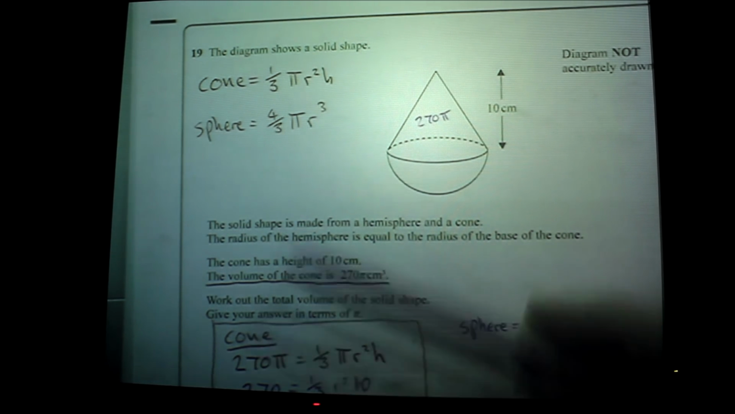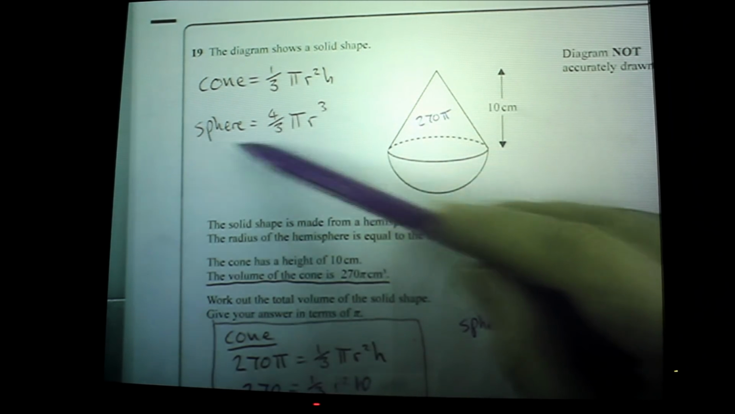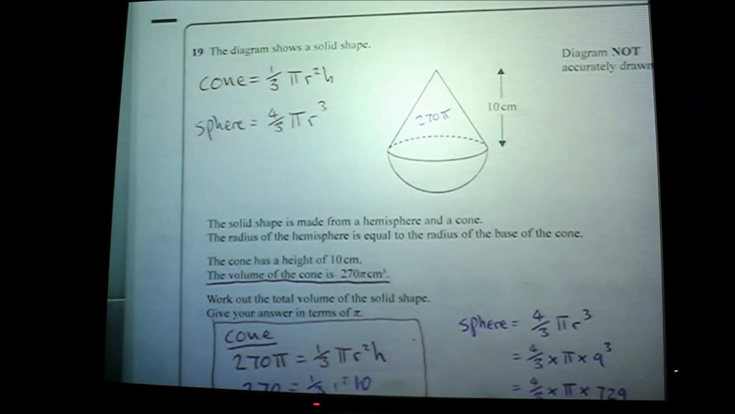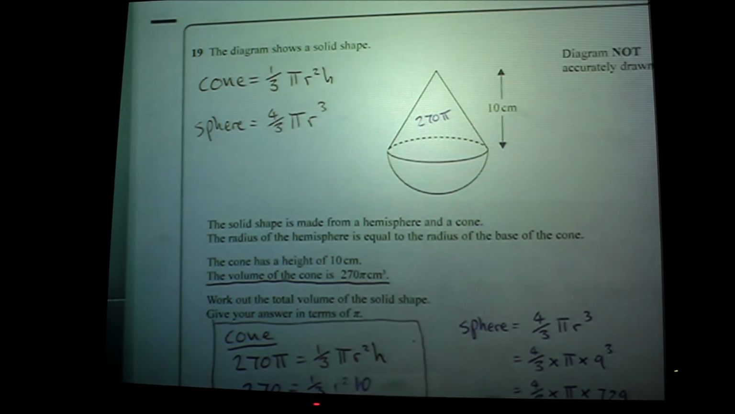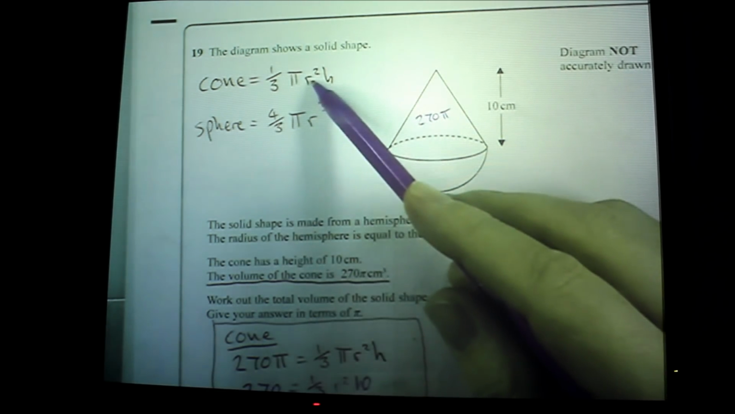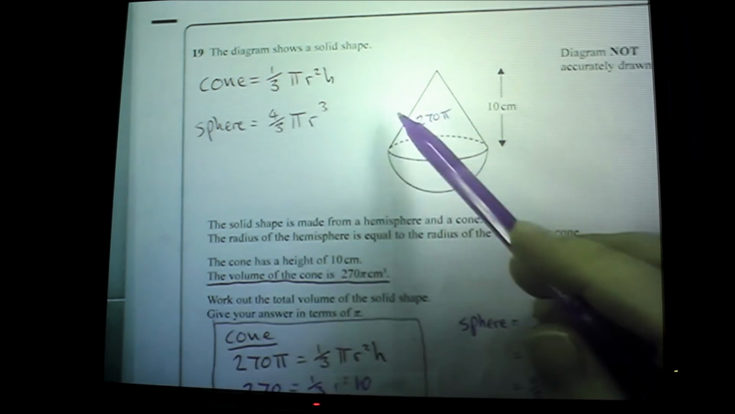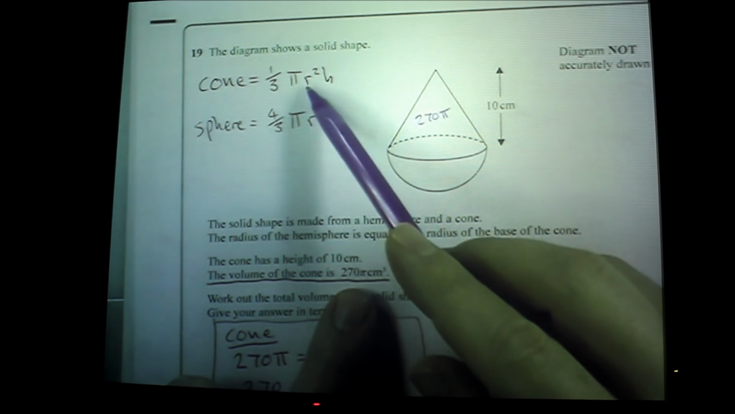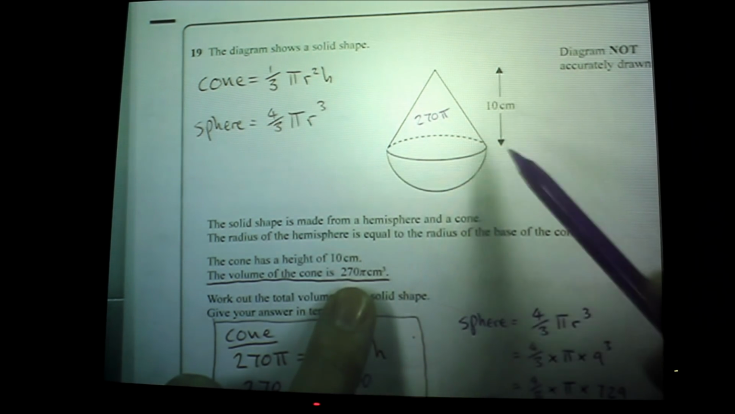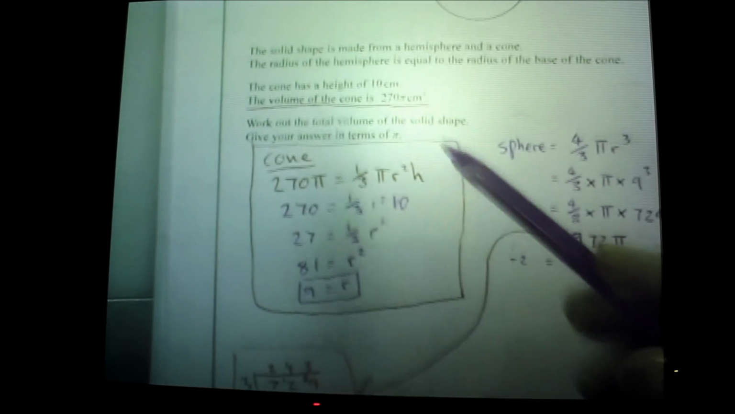What I've done is written down the formulas for the cone and a sphere. I know it's a hemisphere, but I'll halve it later. They're written in the front of your exam paper. What I noticed is that you've got to work out the radius, because you actually know the volume of the cone is 270 pi. You know a third, you know a pi, you don't know the radius, and you know the height is 10. So here's my stuff for the cone.